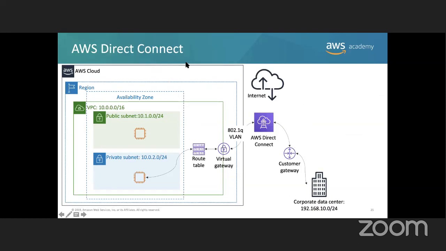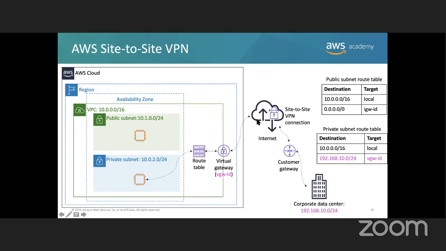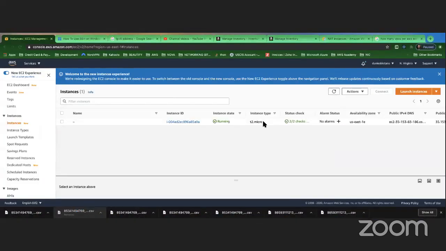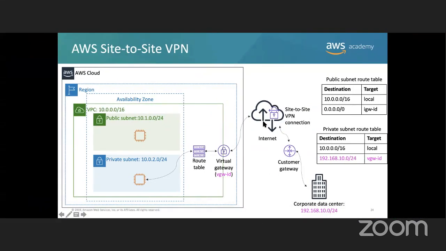AWS Direct Connect is more expensive, but it's more secure. Okay, and it's super highly recommended. It's super fast as well, right? Super fast.